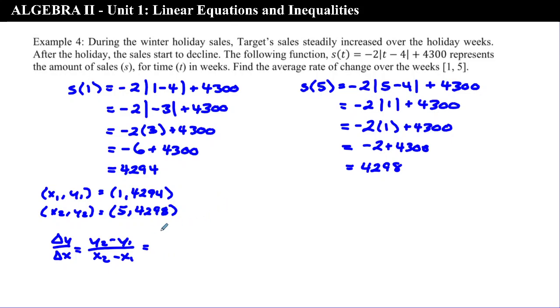Well, y2 is 4,298. y1 is 4,294. x2 is 5. x1 is 1. And when we do this, we end up with 4,298 minus 4,294 on the top, that's 4. 5 minus 1 is 4. So our average rate of change is 1. That would be our answer to this problem.